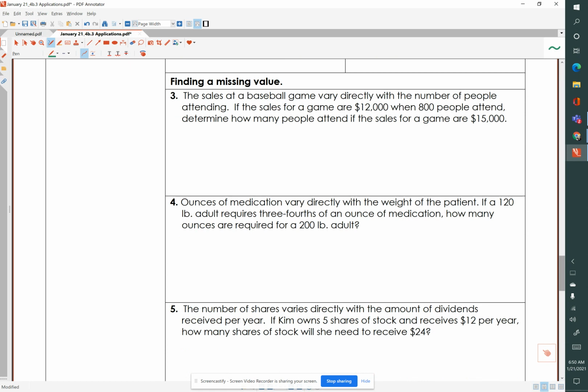Now with the next 4 problems, 3, 4, 5, and 6, we are going to be given some information and we're going to have to find a missing value. And to solve these problems, we're going to use our good old friend, the proportion, where A over B equals C over D. Do you remember that guy? And we use cross products to solve.